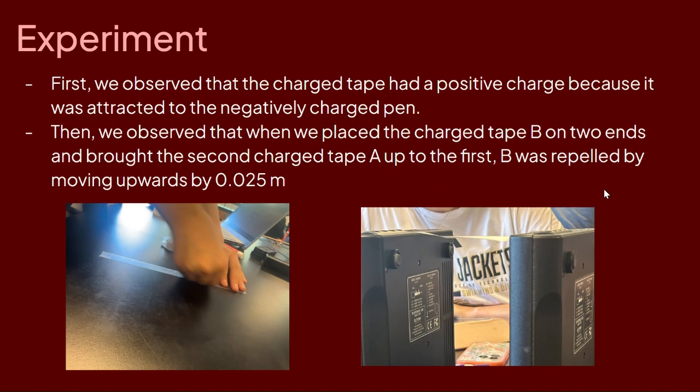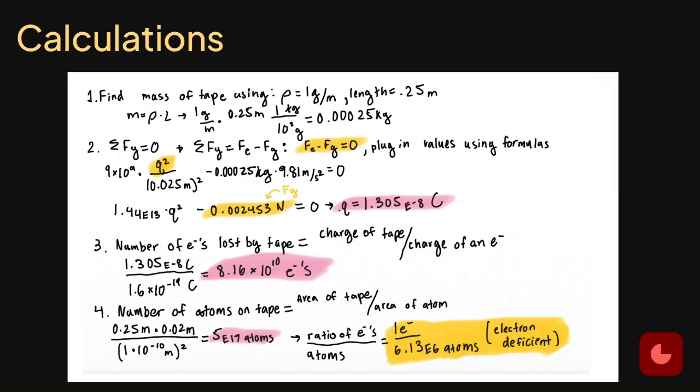Okay, for the experiment, we put one piece of tape sticky side down on the table and another piece of tape sticky side down on top of that. Then we quickly pulled the first piece of tape off, which would effectively charge it. We observed that this piece of tape had a positive charge because it was attracted to a negatively charged pen, and opposites attract. We also observed that when we placed tape B on two ends and brought charge tape A to it, B was repelled and it moved up by 0.025 meters.